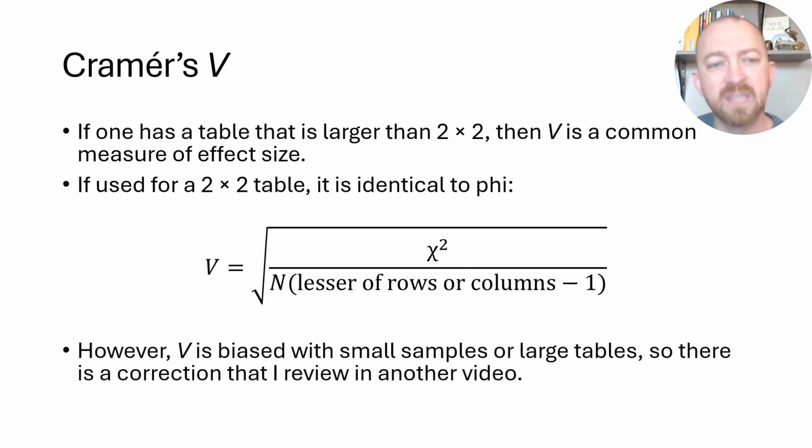Now, one important thing is that there is also a problem with V that's been discovered by somebody named Bergsma. Bergsma is another statistician. Doesn't really matter. However, V tends to be biased with small samples or large tables, and so it shows this. It's a subtle problem, but it is a problem. So if you have large tables or relatively small sample sizes, or especially a combination of both, there is a correction for it. I review that in another video on this playlist, so you can take a look at that if that ever is something that occurs to you.